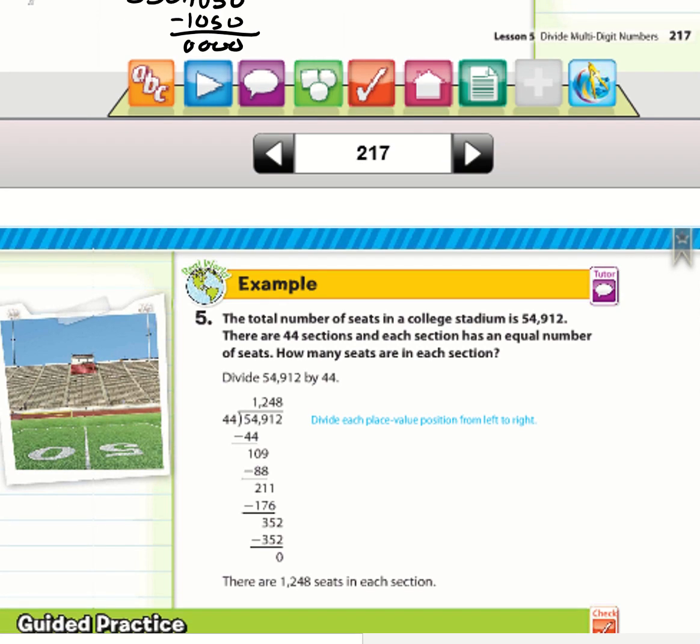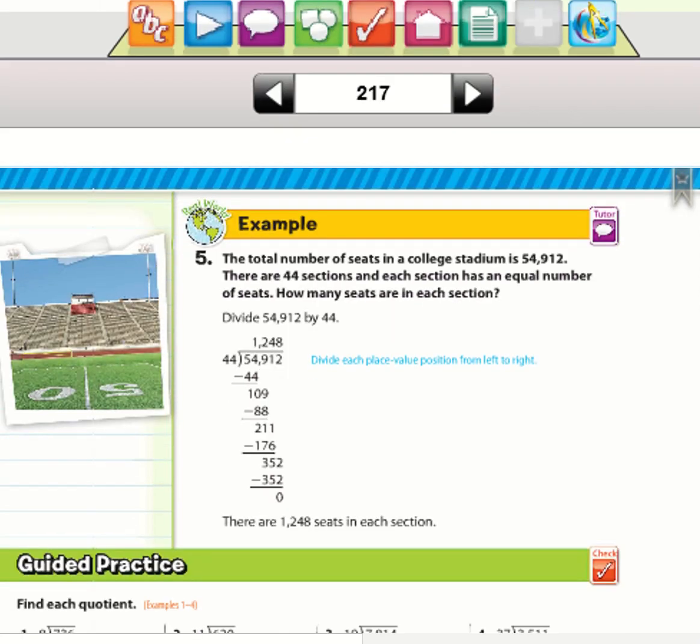So now we're going to go to example 5. The total number of seats in a college stadium is 54,912. There are 44 sections, and each section has an equal number of seats. How many seats are in each section? So we are breaking down the seats into sections. Since we're breaking down, we know we're going to divide. Something that's going to help us is the phrase an equal number of seats. That helps determine that we're going to be dividing into equal groups.